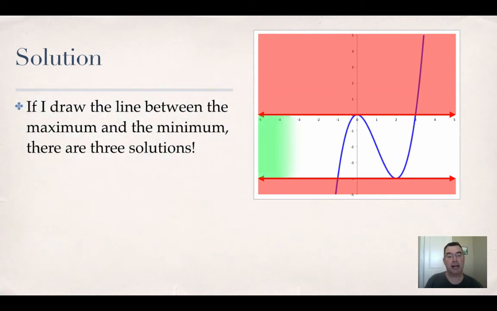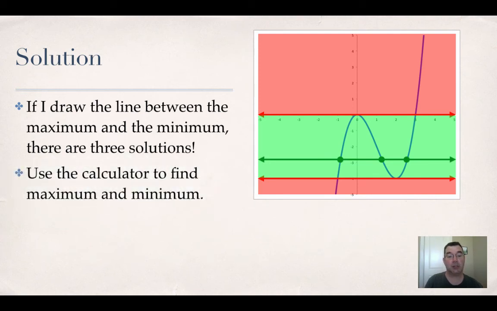Okay, if I draw the line anywhere between the maximum and the minimum, so you see that green line there, it's crossing the curve three times, and no matter where it goes, higher or lower than where I originally drew it, there's going to be three solutions. As long as I don't reach the maximum or the minimum on that curve, that's what's going to happen. Okay, so I need to figure out where that maximum and where that minimum is.